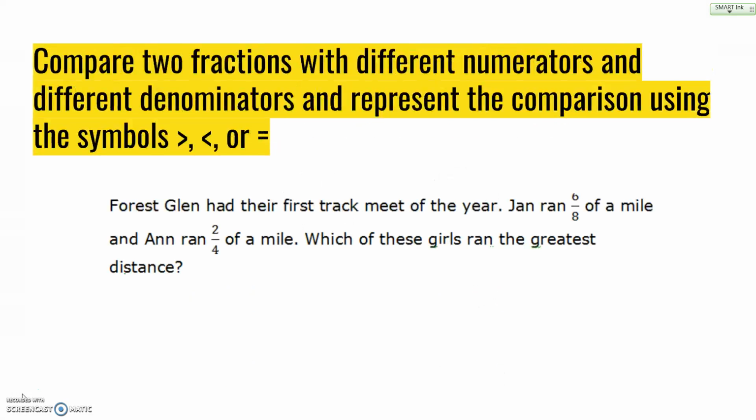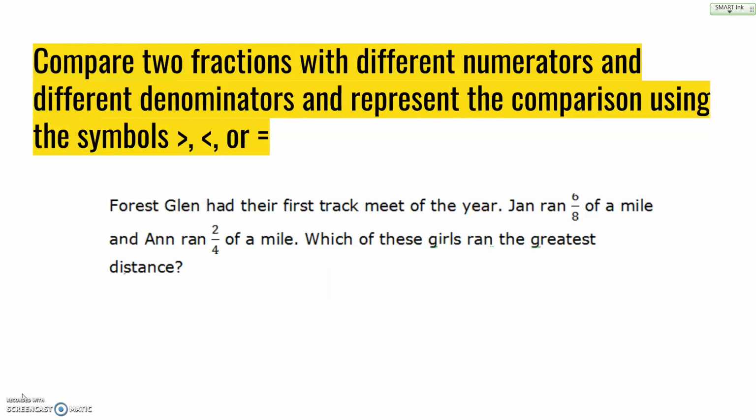They compare two fractions with different numerators and denominators, but they're not always given a picture. Forest Glen had their first track meet of the year. Jan ran 6/8 of a mile and Ann ran 2/4 of a mile. Which of these girls ran the greatest distance? And so they can use what they know about finding equivalent fractions and get these fractions so that they have the same denominator, making it easier to compare.